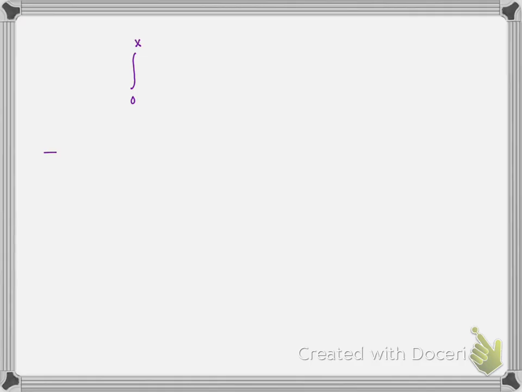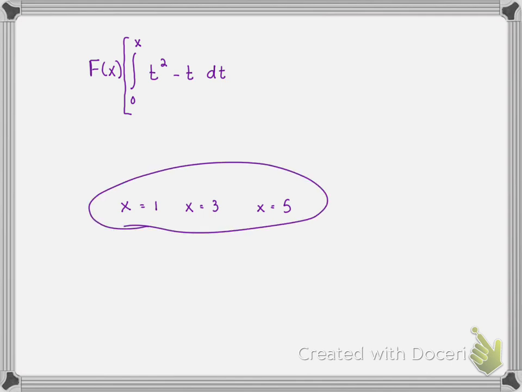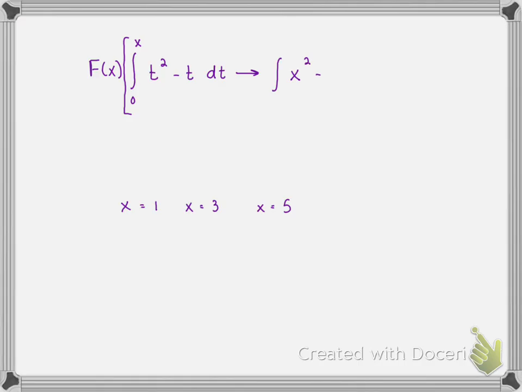From 0 to x of, let's say, t squared minus t with respect to t, and we are going to then find the area at x equals 1, 3, and 5. In other words, the area under that curve at any given value of x, and I picked these. Okay, so first thing we're going to do is replace the t with an x. So we are integrating x squared minus x with respect to x.